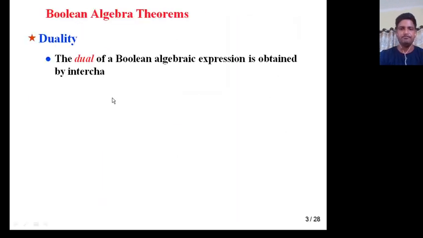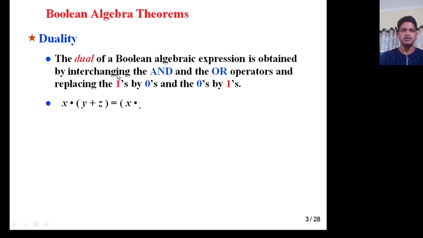This is your duality theorem. The dual of a Boolean algebraic expression is obtained by interchanging the AND and OR operators and replacing 1 by 0 and 0 by 1. That means you have to replace plus by dot and dot by plus, and 0 by 1 and 1 by 0. For example, this is your expression x dot (y plus z) equal to x dot y plus x dot z. How will you determine the dual of this?